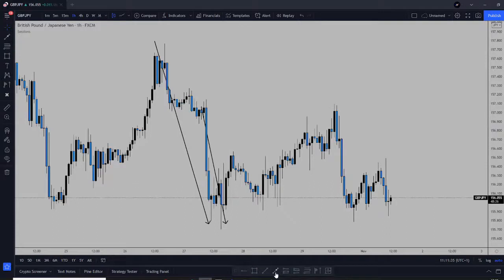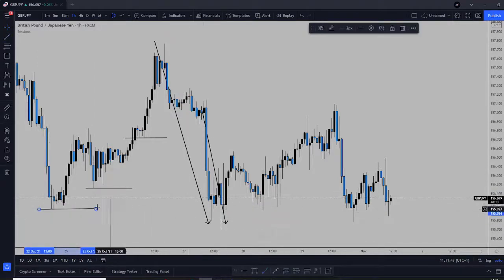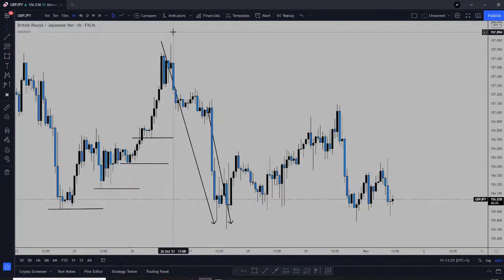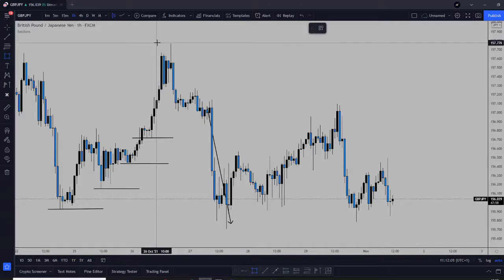What are we going to do? We're going to look if it broke previous structure. Did it break previous structure? It broke this structure. It broke this structure. It broke this structure. As you can see, 1, 2, 3, even more. So this is definitely a nice selling pressure, selling move. So what do we need to do? We can draw zones.